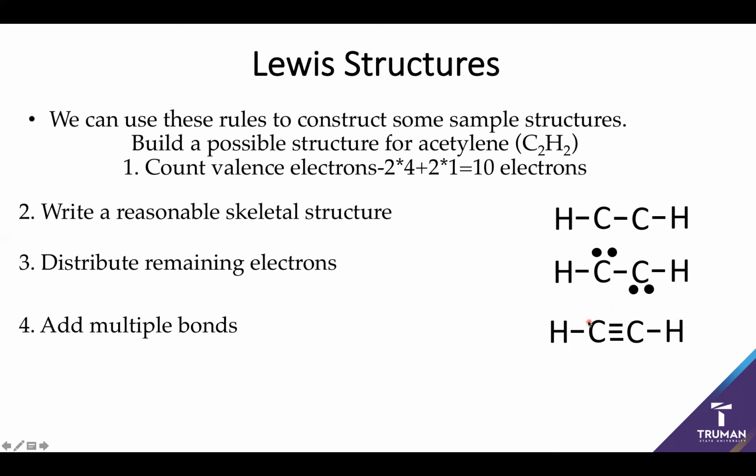Both the carbons have 8 electrons. 1, 2, 3, 4, 5, 6, 7, 8. And my hydrogens are satisfied with 2 electrons each. 1, 2. Now let's go ahead and double check, make sure everybody's happy.